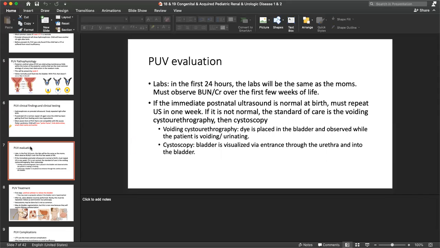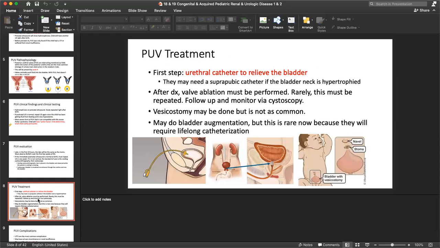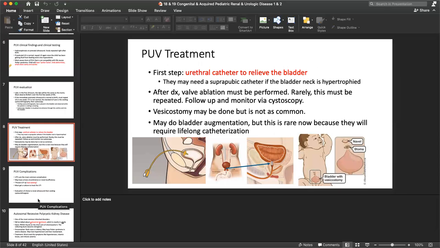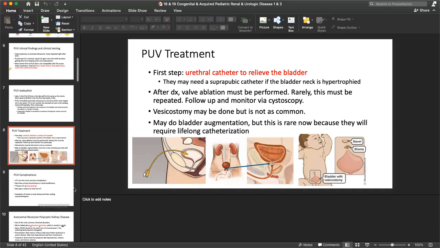Labs, in the first 24 hours, the labs are going to be the same as mom. You need to look at the BUN and creatinine, and you have to report it in 1 week. You'll do a voiding cystourethrogram, where dye is placed in the bladder and looked at, and then cystoscopy, where they look in it with a camera. So first they use a catheter to relieve the bladder, and then valve ablation is going to be performed.